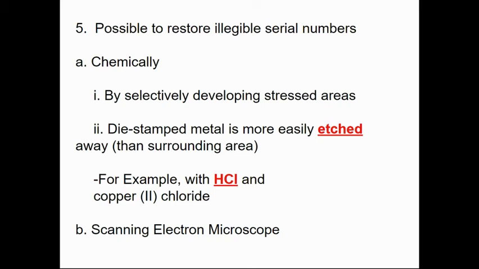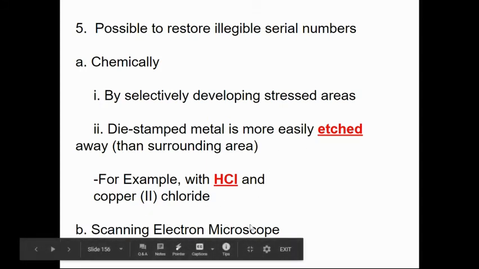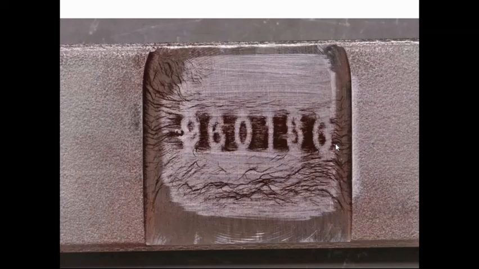One of them is actually to use hydrochloric acid or another acid. And what it does is it erodes away the softer metal, but leaves the harder metal in place longer. And so what it's doing is it's leaving behind that compressed area where that number is, and it'll come into view as you dissolve the metal around it. Another way is to look at it under a scanning electron microscope and actually look at the shape that's there. So this was a number that was fully scratched off, and then using a technique, we can clearly see that it's been restored and we can see it.